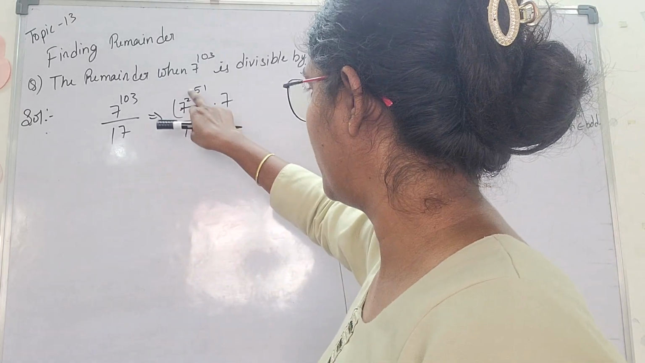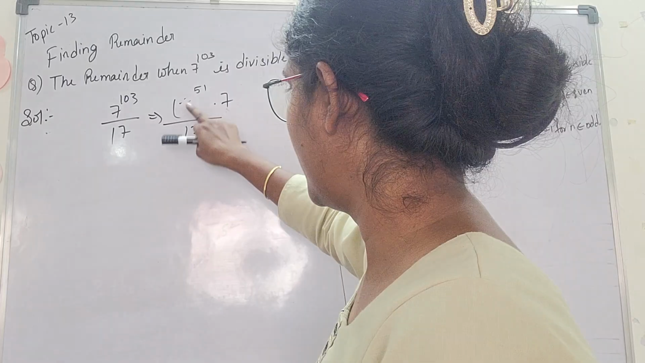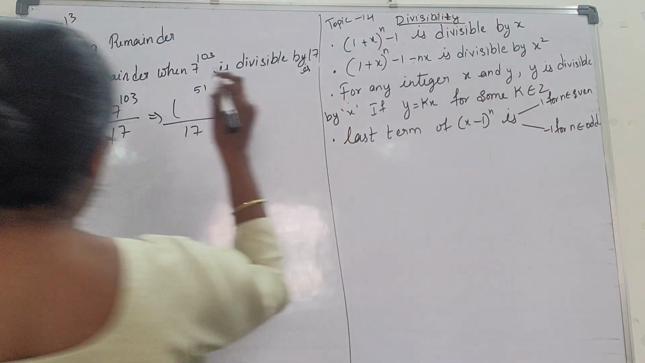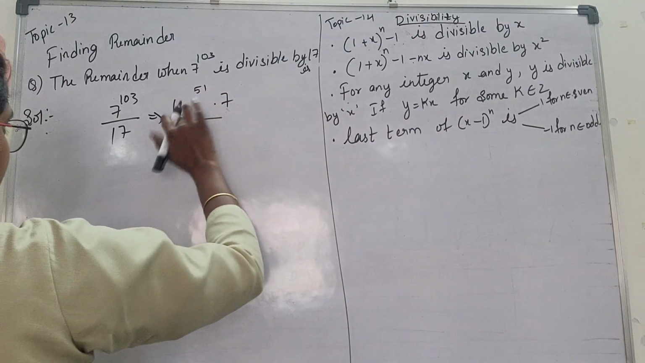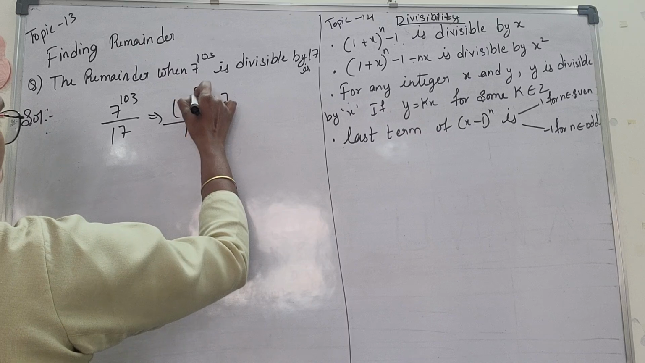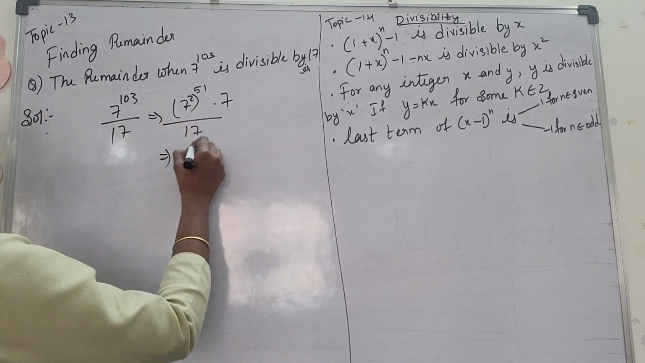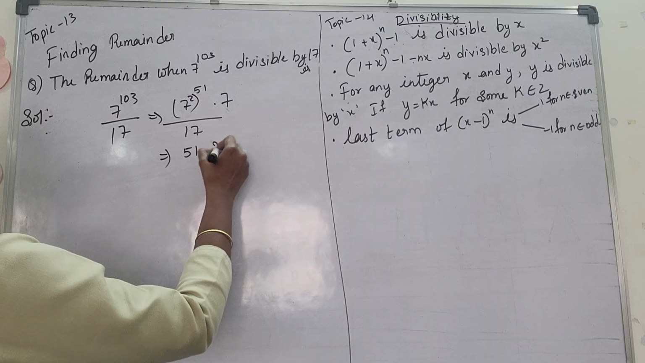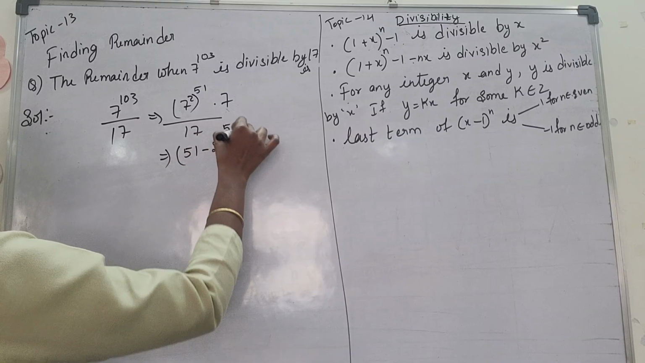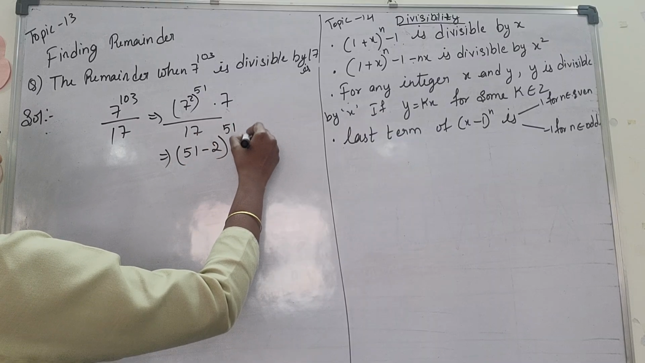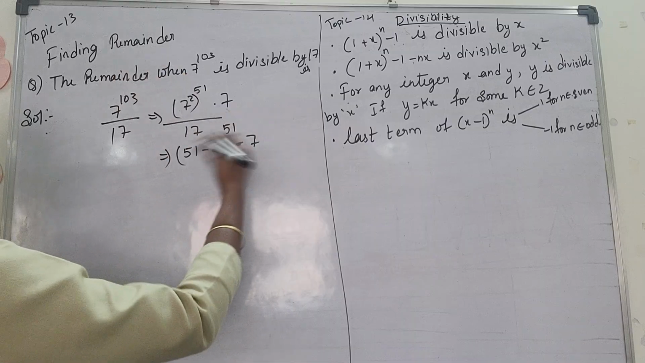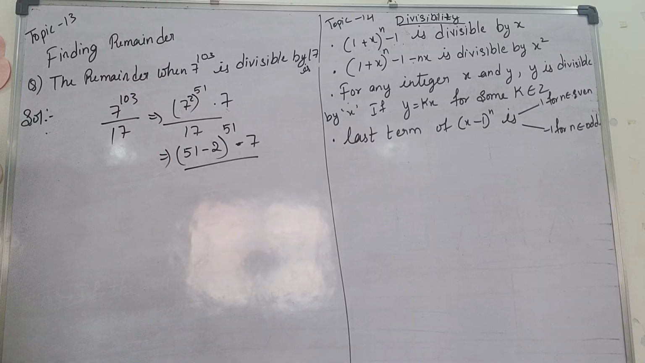So what can I do here? 51 I need, right? So 49 I got. First of all I'll make this one, then the next step is I'm going to write it as 51 minus 2, which is 49. The power is whatever, it's not based on that, but generally I write it the same way.